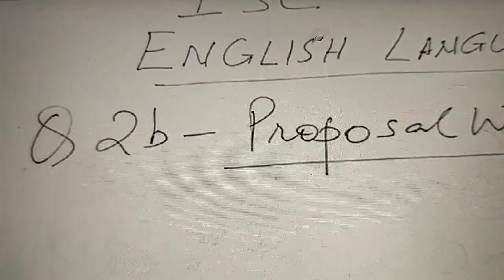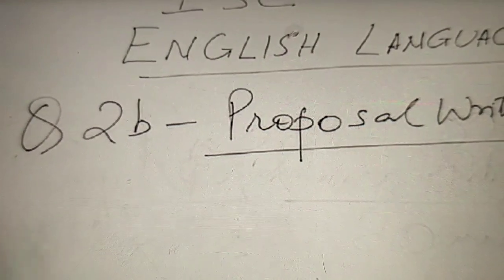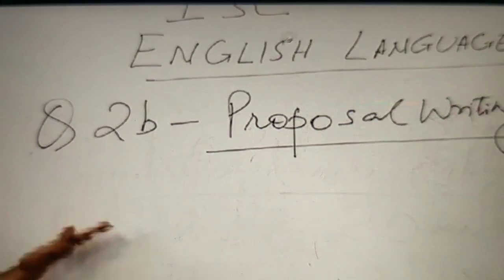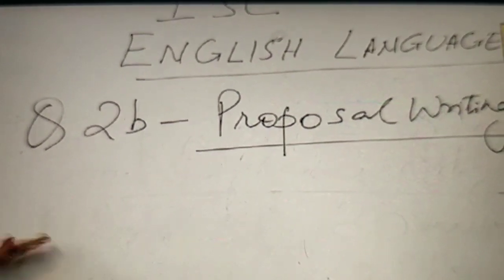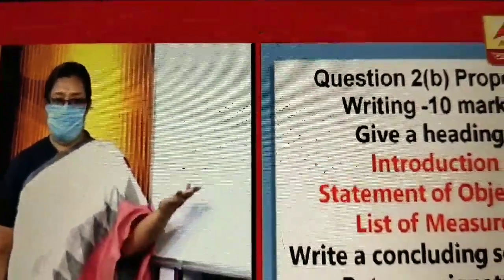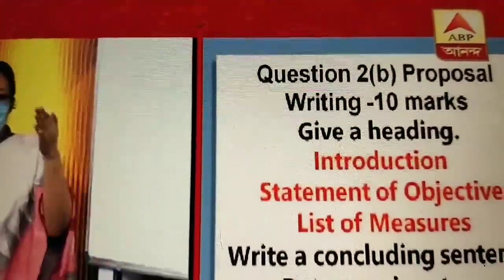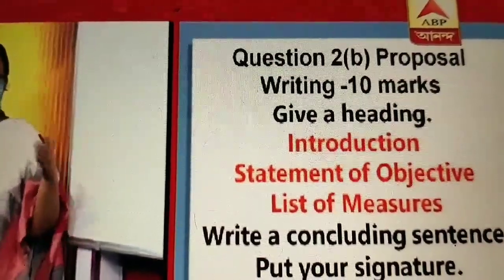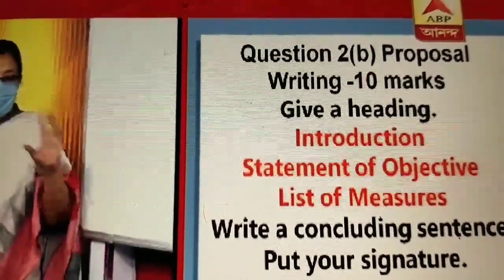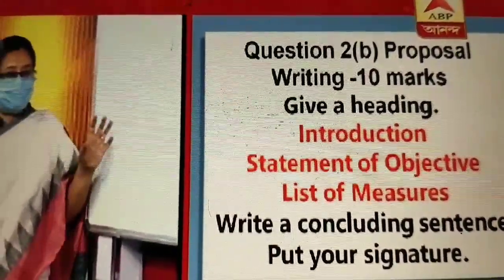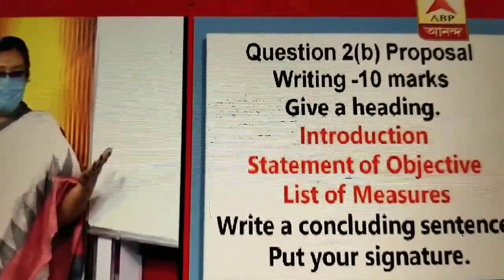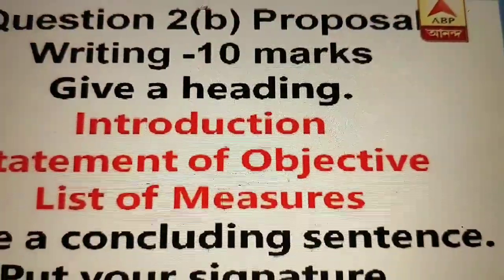Now, this is a very scoring topic. When you attempt this topic, you're sure to score. You only have to know how to write a proposal. Now you see the important things for proposal writing. If you follow the slide, the proposal writing carries 10 marks. Very easy to score. There are certain things you have to remember.